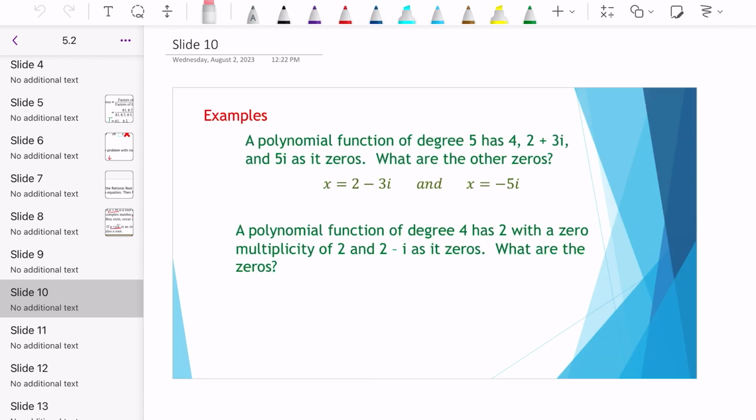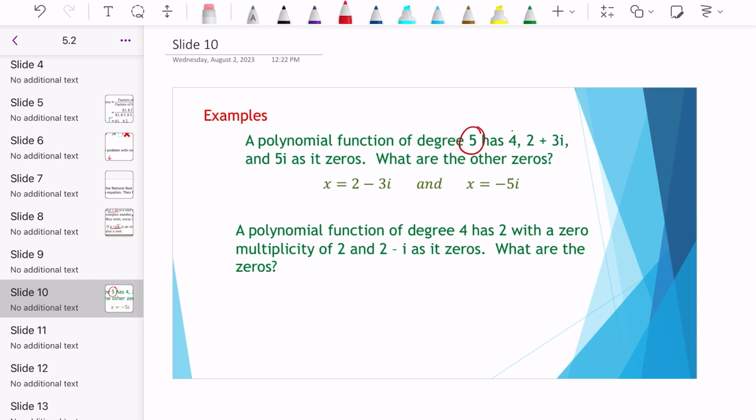Let's go ahead and take a look at slide 10. It states a polynomial function with a degree of 5 has 4, 2 plus 3i, and 5i as its zeros. What are the other zeros? The first thing to understand is that when they're telling us the degree, they're telling us that there are 5 answers.